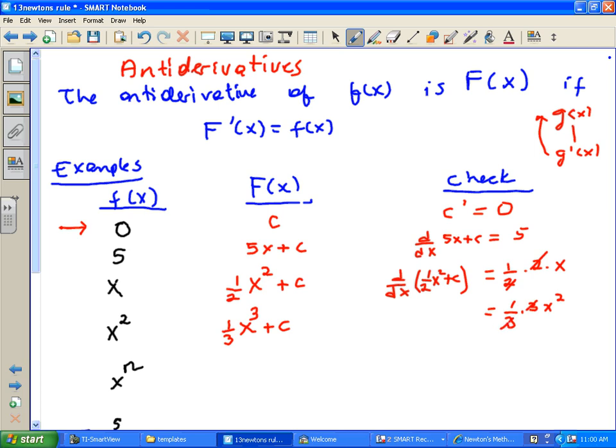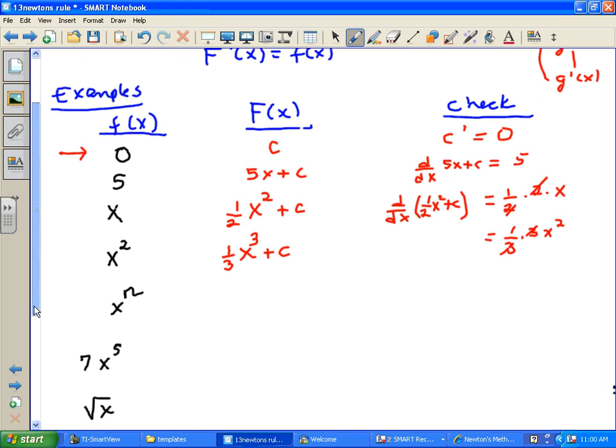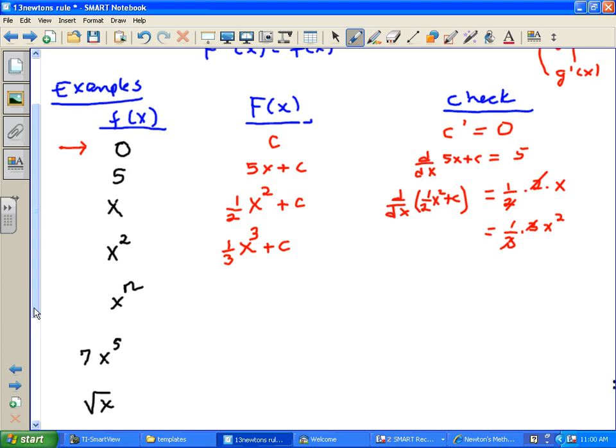So now the general rule. If you have x to the n, what do you think would be the derivative? I'm sorry, the antiderivative.